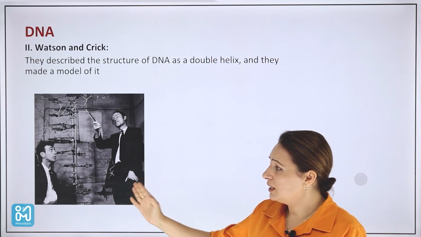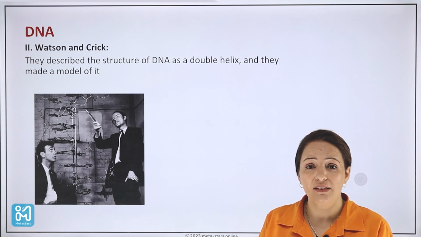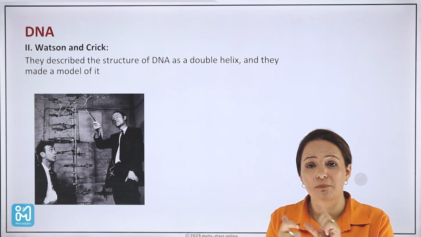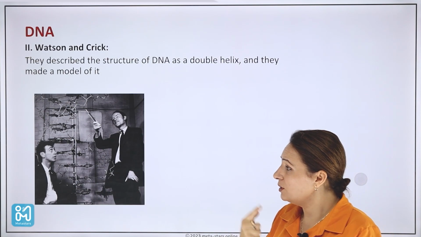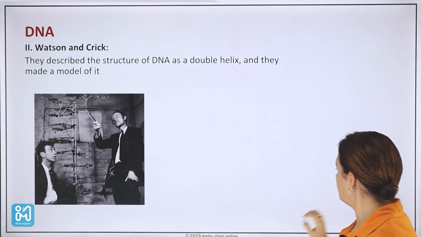Now, the model of the DNA is a double helix molecule, and double helix means that we have two strands, and these two strands are, let's say, bending around each other and coiled around each other so that they can make this structure as we know it.